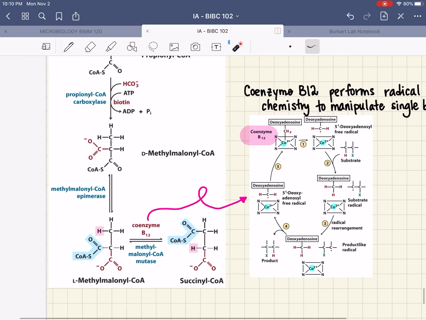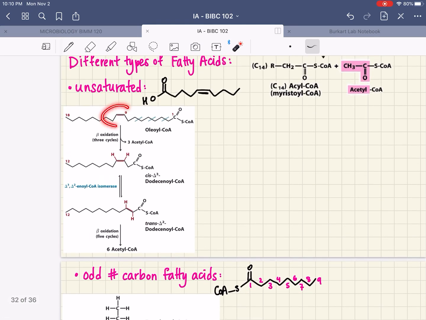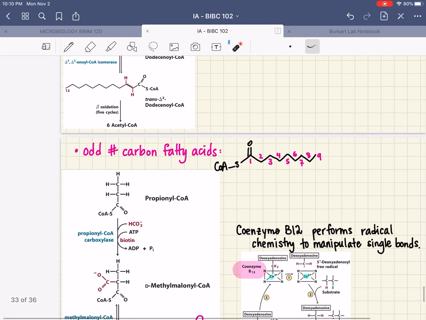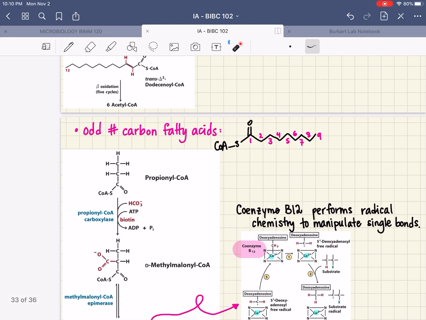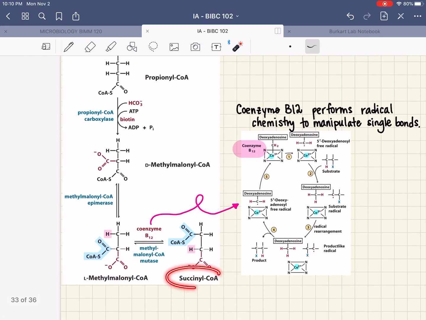So you see how even though a cis unsaturation is a problem, right? Air quotes, problem. And having propionyl-CoA is a problem also. The cell has ways to still make everything happen, basically.